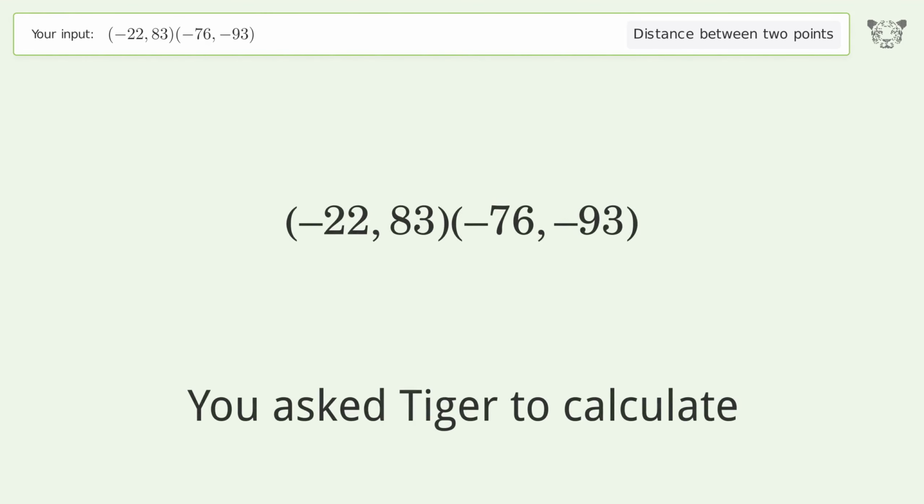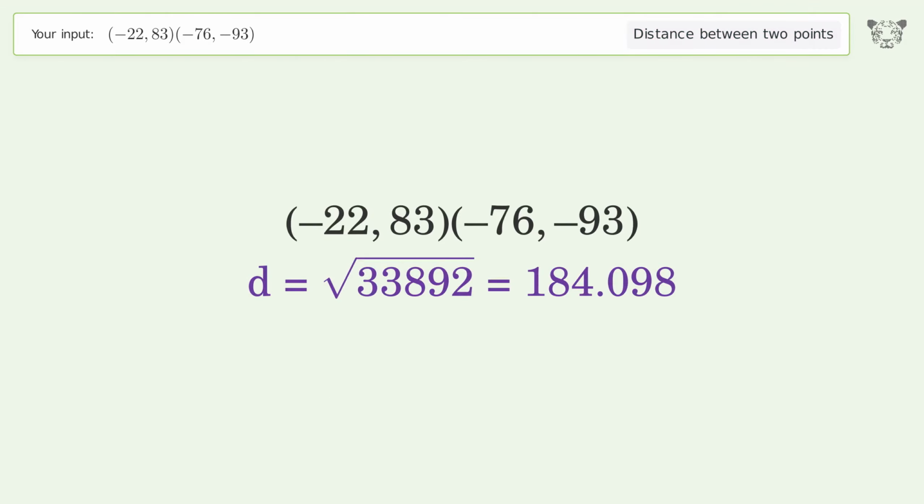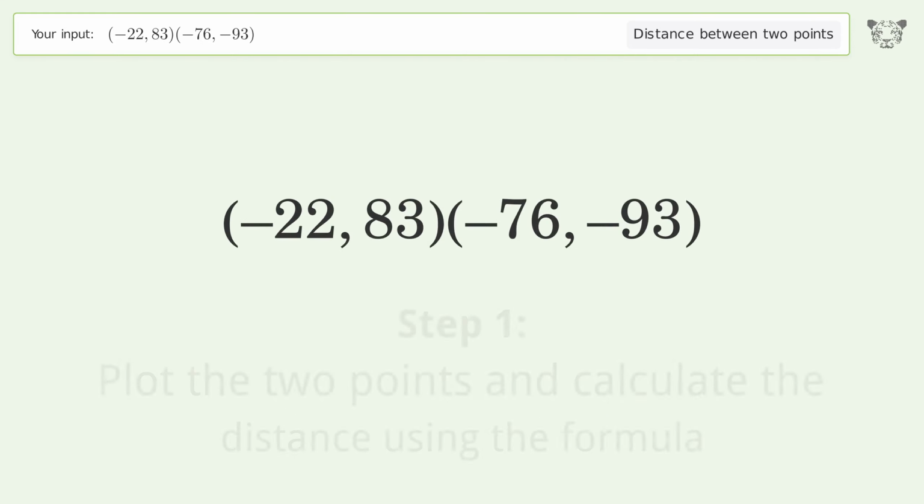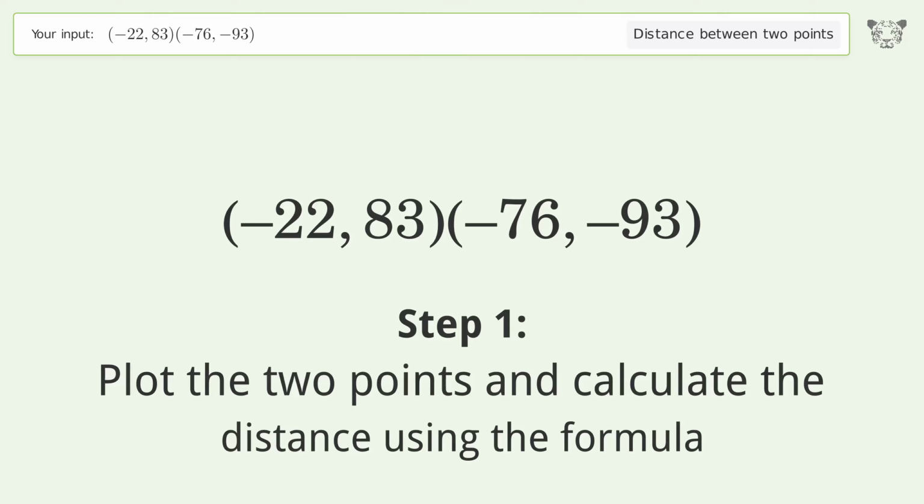You ask Tiger to calculate. This deals with the distance between 2 points. The distance between the 2 points is the square root of 33,892 or 184.098. Let's solve it step by step. Plot the 2 points and calculate the distance using the formula.